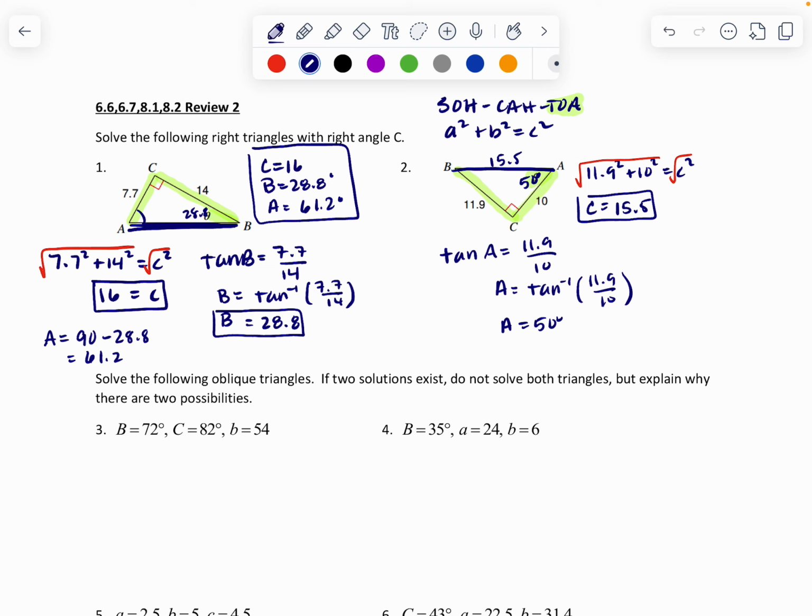And then the quick way to get angle B is to subtract it from 90. So 90 minus 50 is 40 degrees. All right, so there's your right triangle problems. Yes, you can use law of sines and law of cosines as well, but this is just so much faster. All right, and then I'll stop the video and make one for the next section.